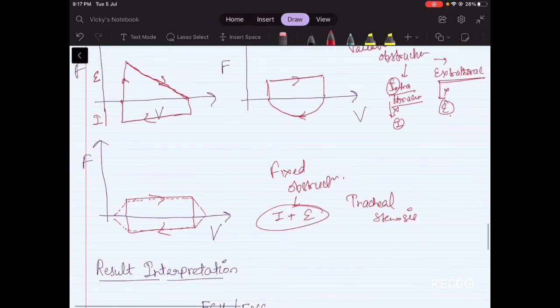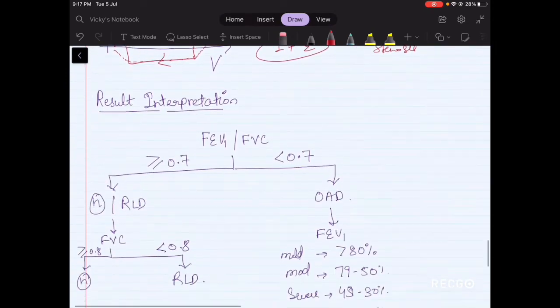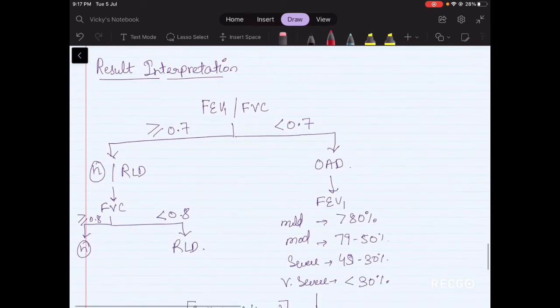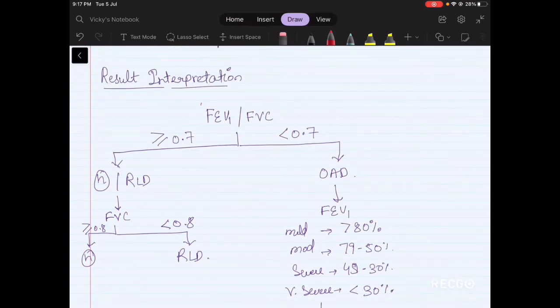Now you have seen the graph, you have accepted the graph. Now there is result interpretation, that you want to know whether the patient is having obstructive airway disease or restrictive lung disease, or he is having bronchial asthma or COPD. Then first of all, the first thing you have to see is FEV1 by FVC, the ratio of the forced volume expired in the first second to the total volume expired, right? So this is known as the Tiffeneau ratio, right?